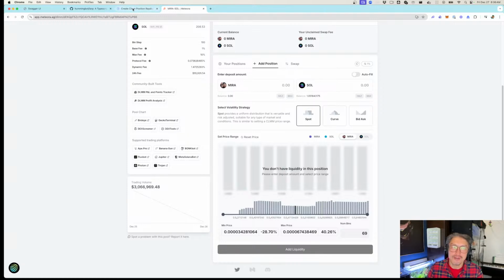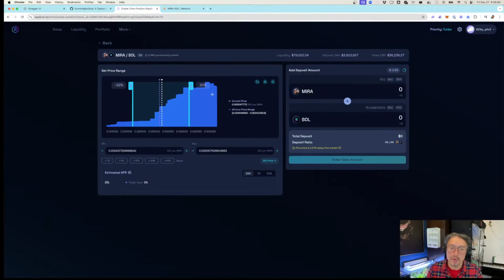In contrast, when you create positions in concentrated liquidity pools on Raydium and on Orca, your liquidity is constant throughout the range. It's kind of like you have one big pool that you're depositing into, and every person is an equal member of part of that pool.